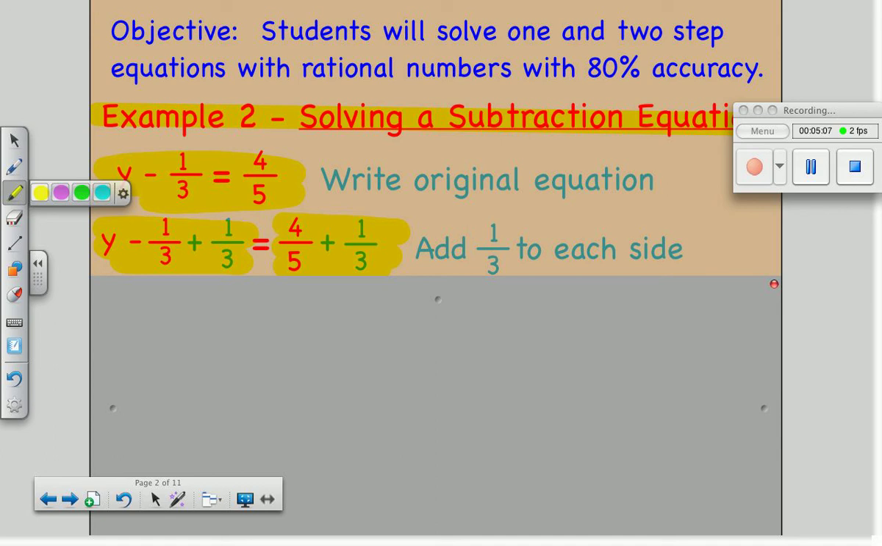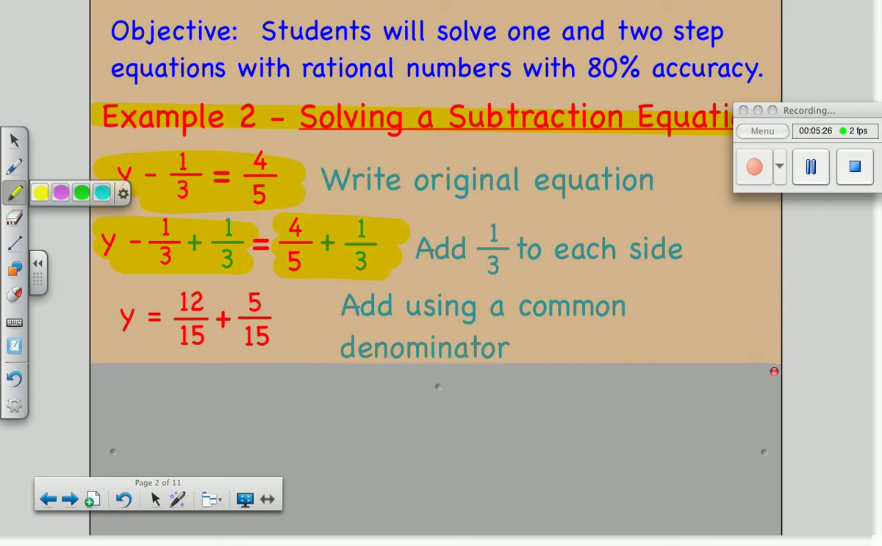What number is a multiple of both 5 and 3? In other words, when I count by 5, I say this number. When I count by 3, I say the same number. 15. 5, 10, 15. Yes, I say 15. 3, 6, 9, 12, 15. So we're going to use 15 as our common denominator. This is already done for you here, but I'll write in a different color, green, so you can see these.